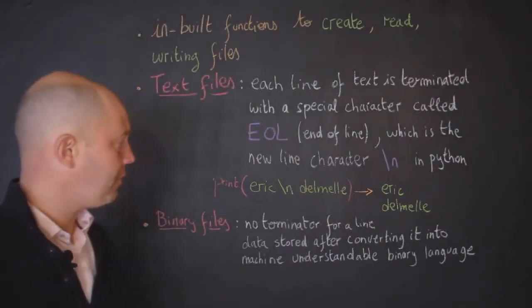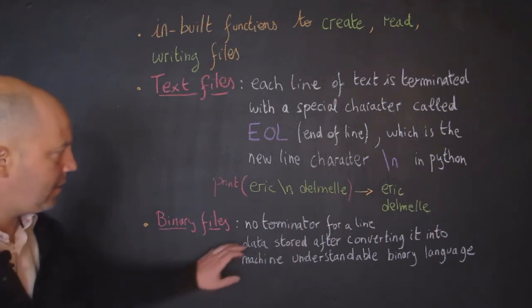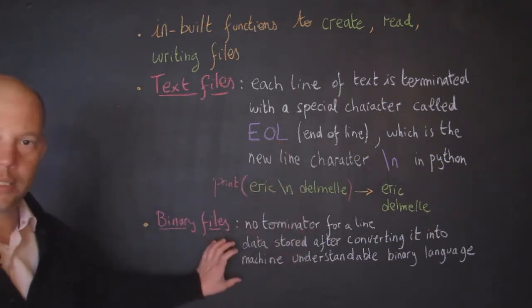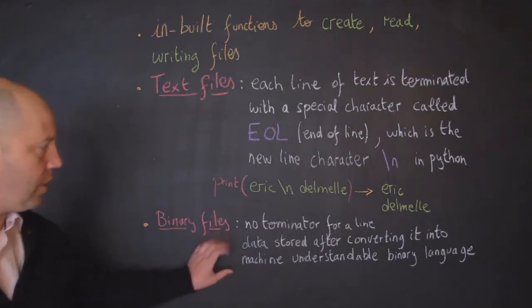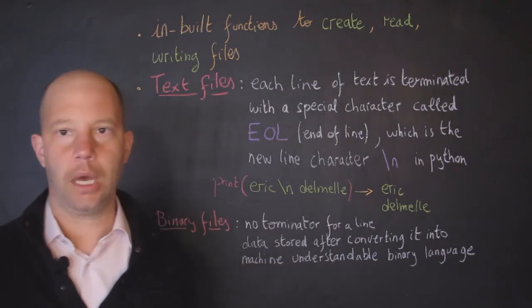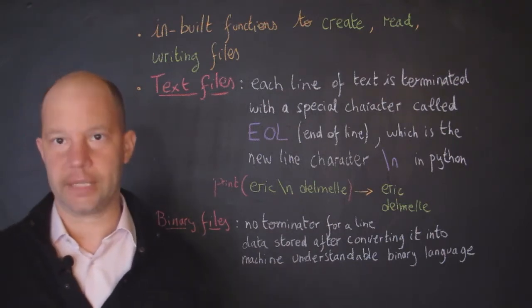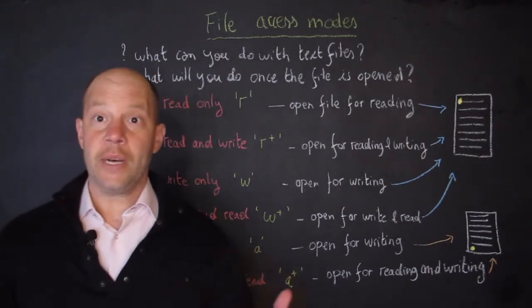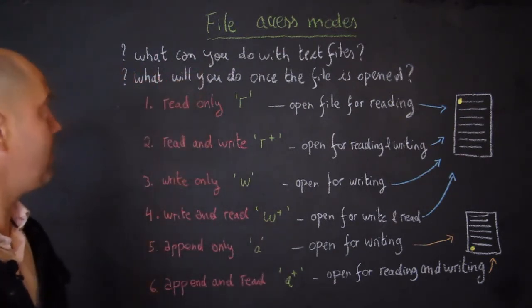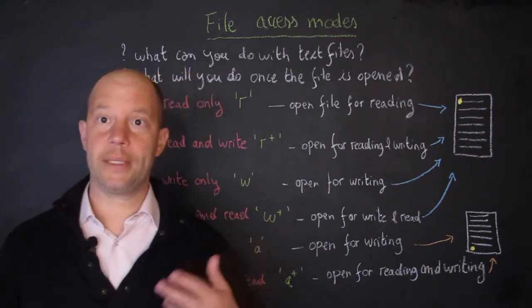The other type of files are binary files. There is, in this case, no terminator for a line like we had here, and the data is stored after converting into a machine understandable binary language. Here we are not focusing on binary files, but on text files, of course. We need to ask ourselves what we want to do with text files, and what can we do with a text file. What are we going to do once the text file is open?